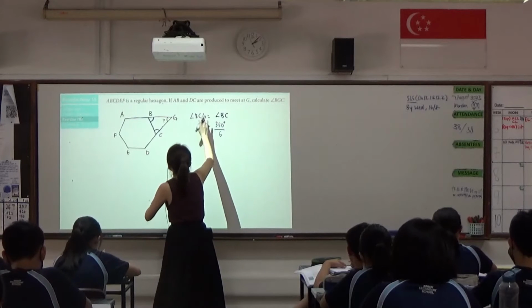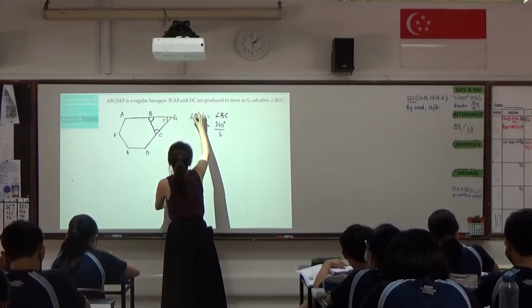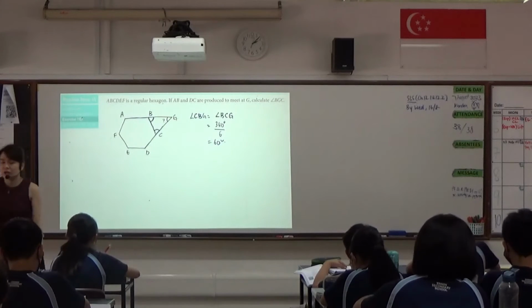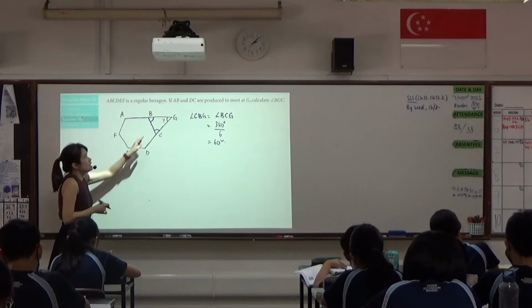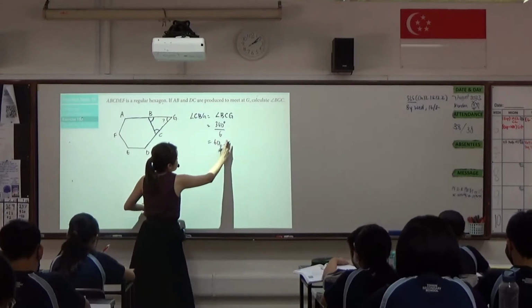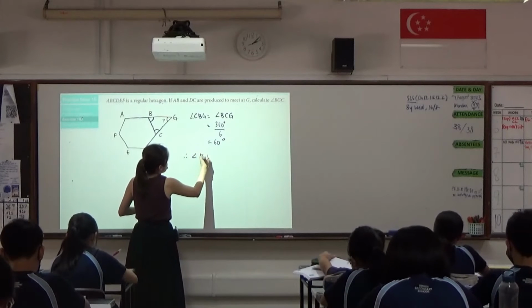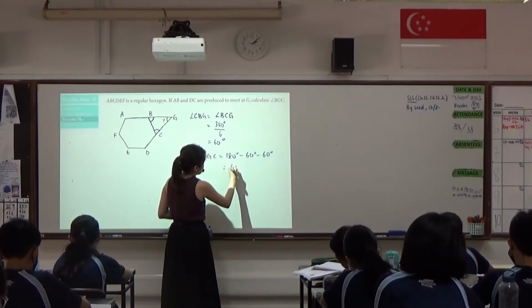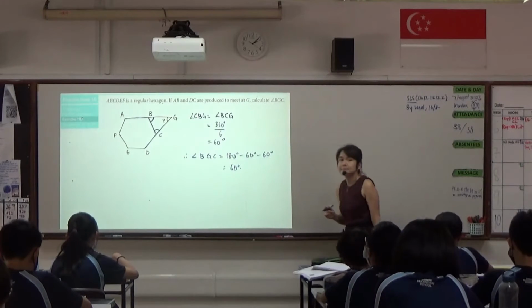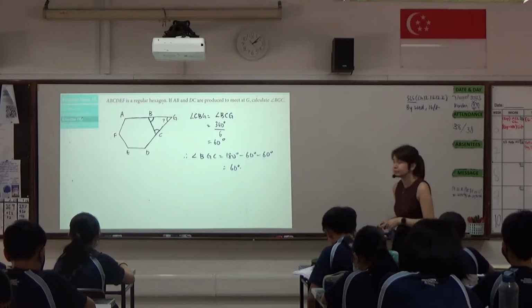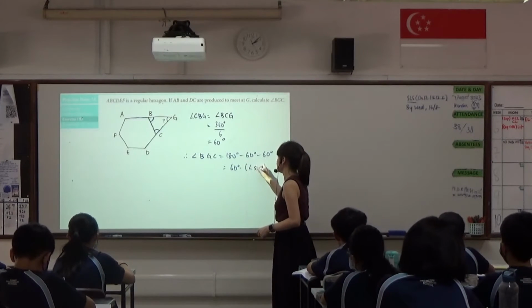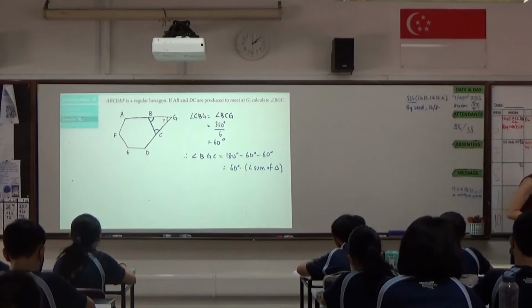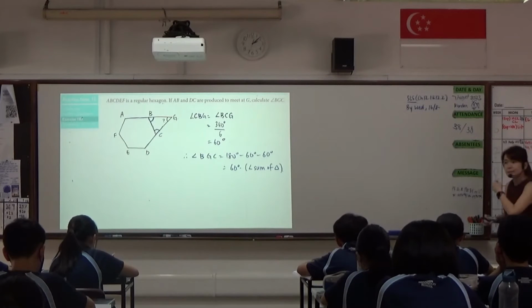Oh, sorry, not BCG, CBG. And that is 60 degrees. Yes, I finished this question. Because both are 60 degrees, I can find that angle BGC will be 180 minus 60 minus 60, and that gives us 60 degrees. Questions?